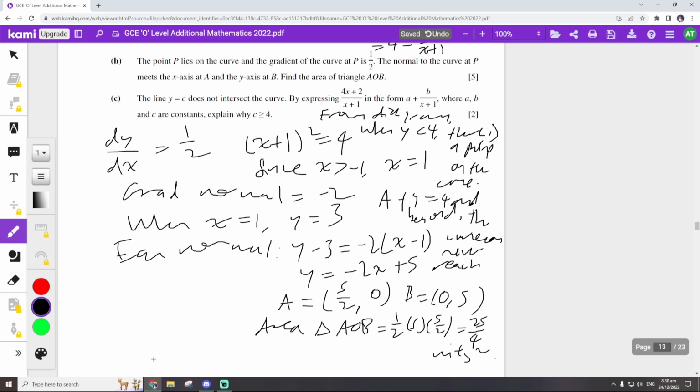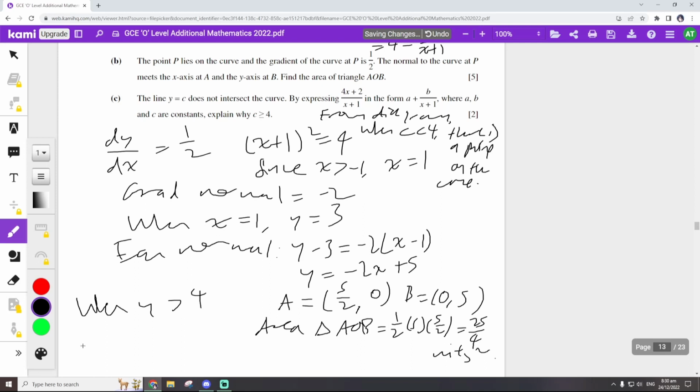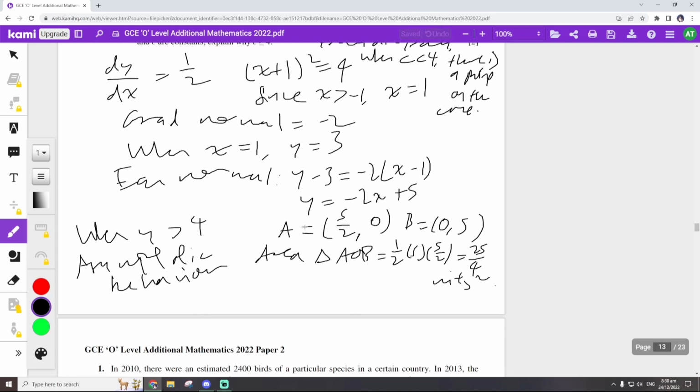This is what we call the asymptotic behavior. So let me put this somewhere else. When y is greater than 4, asymptotic behavior: 4x plus 2 over x plus 1 tends to 4 from below, but never reaches 4. So therefore the line y equals 4 will not intersect. Okay? Yeah. So I think that's all.